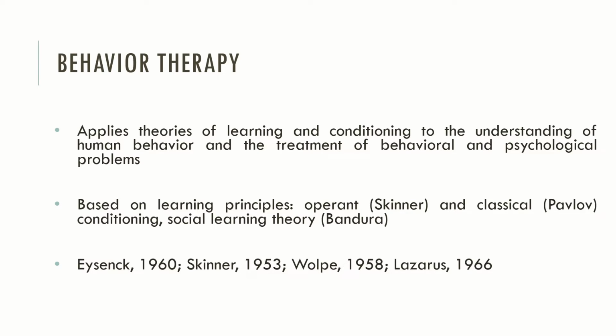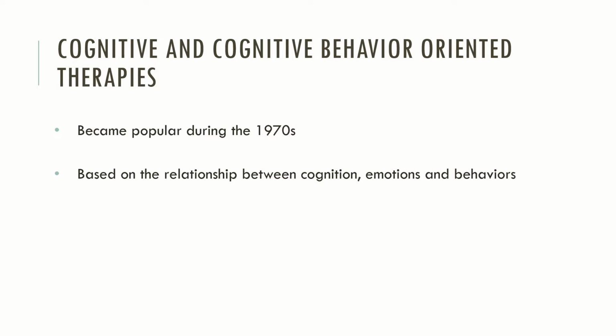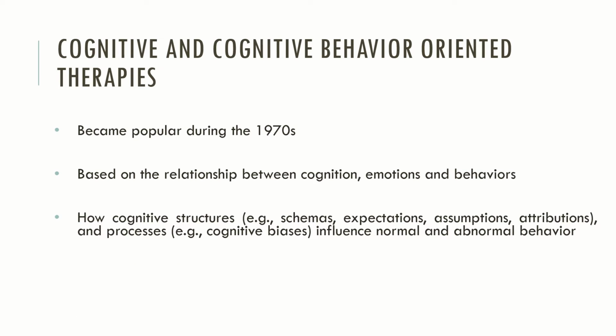So now let's look at cognitive or cognitive behavior-oriented therapies. It became popular during the 1970s and is based on the principle of the relationship between cognition, emotions, and behavior. Typically, cognitive or cognitive-oriented psychotherapists try to understand how cognitive structures, such as schemas, expectations, assumptions, or attributions, and cognitive processes, such as cognitive biases or distortions, tend to influence normal and abnormal behavior.